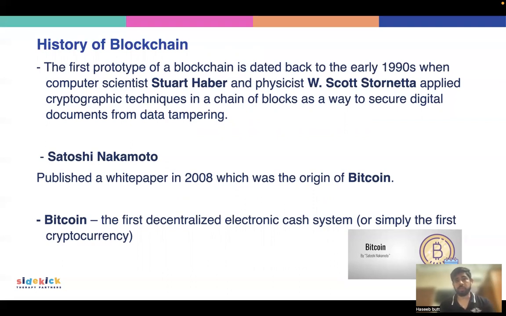You guys are very familiar with Bitcoin these days, as it's a very interesting topic, and everybody is investing in Bitcoin a lot. Bitcoin is actually the first decentralized electronic cash system, or simply the first cryptocurrency available in the market. Right now there are thousands of cryptocurrencies launched based on the blockchain, but Bitcoin's base was actually the blockchain. So let us discuss the details.